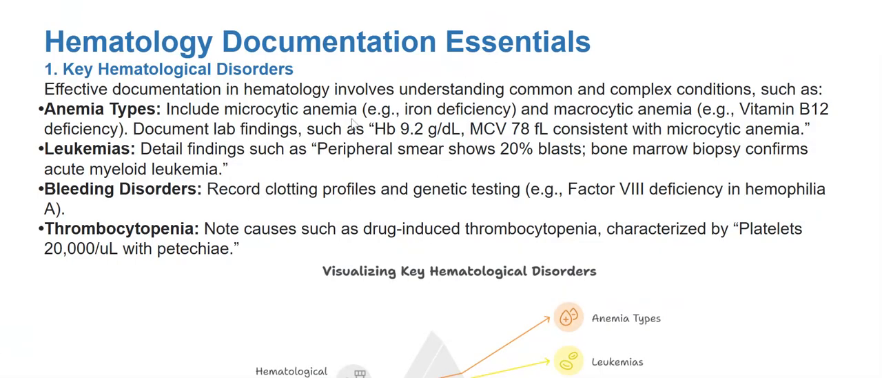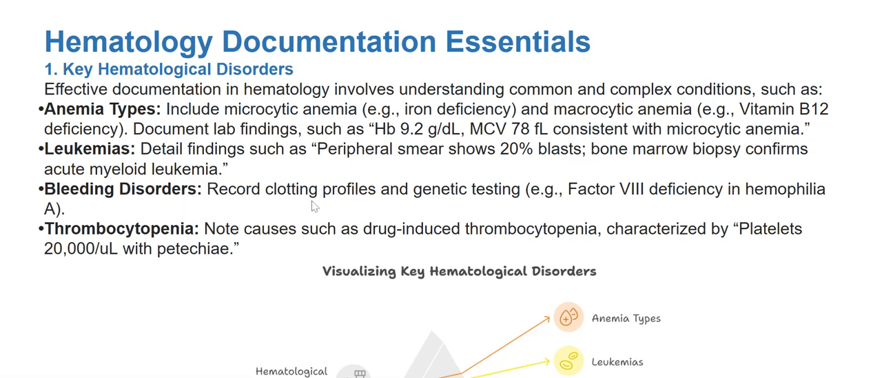Key points. Hematology documentation essentials. Key hematological disorders. Effective documentation in hematology involves understanding common and complex conditions, such as anemia. Types include microcytic anemia, for example, iron deficiency, and macrocytic anemia, for example, vitamin B12 deficiency. Document lab findings such as hemoglobin (Hb) 9.2 g/dL, MCV 78 fL, consistent with microcytic anemia. Leukemias, detail findings such as peripheral smear shows 20% blasts, bone marrow biopsy confirms acute myeloid leukemia.